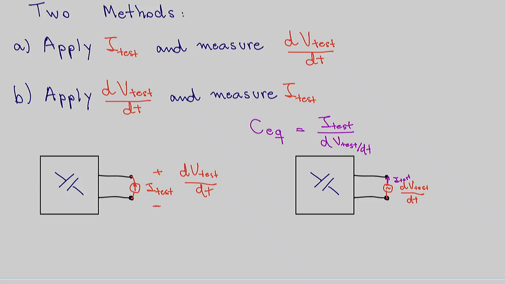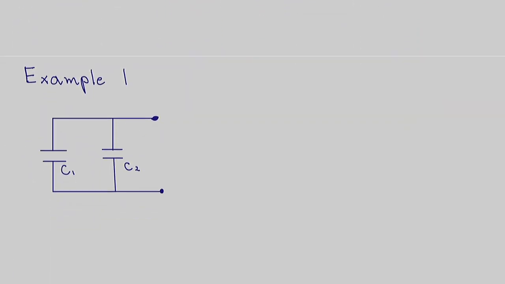We are going to do examples, okay? I-test changes very quickly when you are charging. But then, since we look at steady state, we know that the voltage will be zero. But let's do an example. Okay, here, example 1.